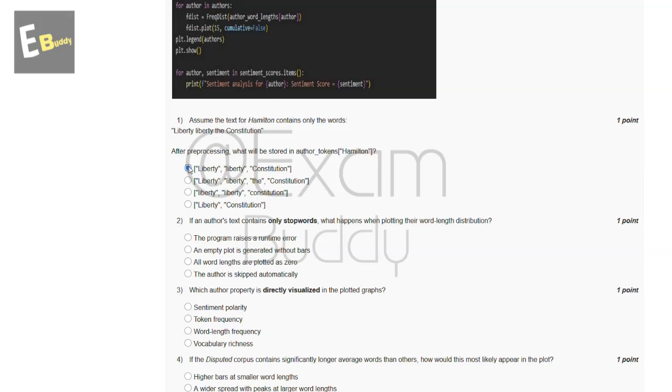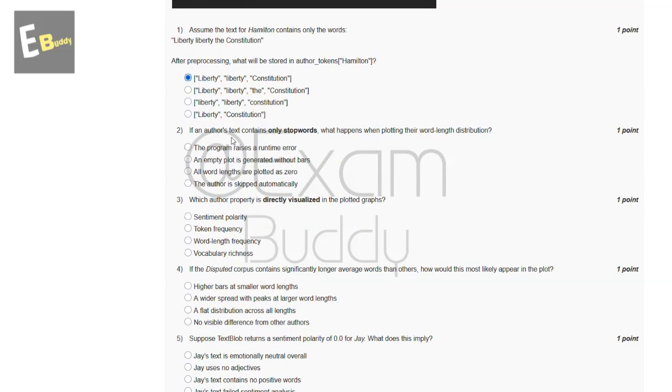And now let's go to our question number 2. If an author's text contains only stop words, what happens when plotting their word length distribution? So these are the options, and the answer to our second question is B. An empty plot is generated without bars.